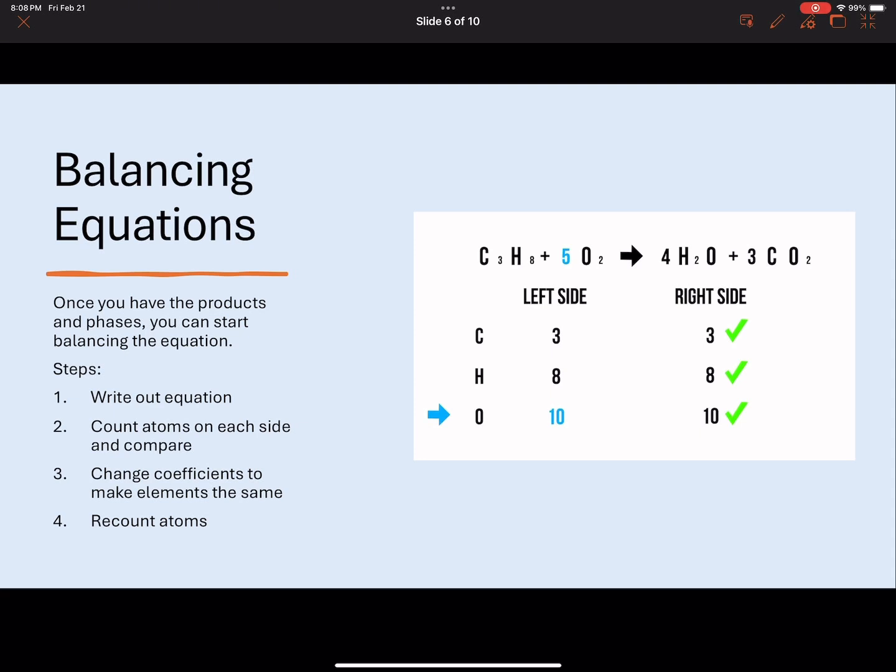The next step would be to balance the equation. Now this step is crucial. You have to balance the equation. The steps to balancing equations are very easy. First, you should write out the equation. Then you should count the atoms on each side to compare. If you're new to balancing equations, you could make a table like shown in the picture. I think it's much easier if you're starting out. Then you must think, what number can I change the coefficient to make the elements the same on both sides? Then you can just recount the atoms and make sure everything's good.